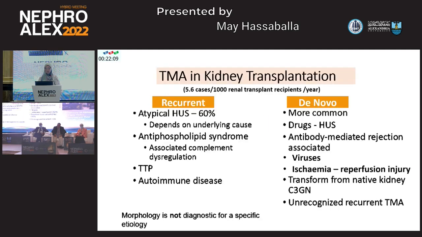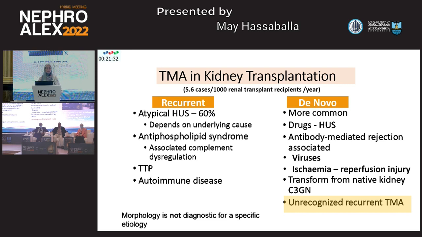So what are the types when we have a transplant patient? Recurrent TMA occurs usually in 60% of the cases with atypical HUS, but can occur with antiphospholipid syndrome, associated complement dysregulation, TTP, and autoimmune disease. The de novo is more common and occurs with drugs that we use commonly after transplantation, antibody-mediated rejection, viruses, ischemia reperfusion injury, and transformation from native kidney C3 glomerulonephritis. And look at this last one, unrecognized recurring TMA.